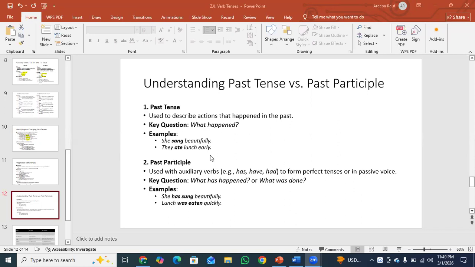Okay. Whereas the past participle is used with the auxiliary verbs, for example, has, have, had, to form perfect tense or in passive voice. Okay. Like she has sung beautifully. Lunch was eaten quickly. Okay. Basically, past participle does not usually stand alone. It comes with the auxiliary verbs like has, have, had, was, were. Okay.